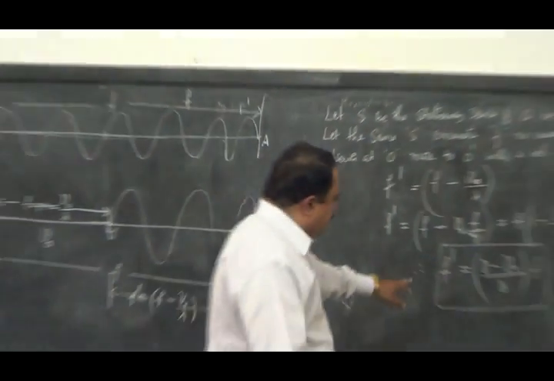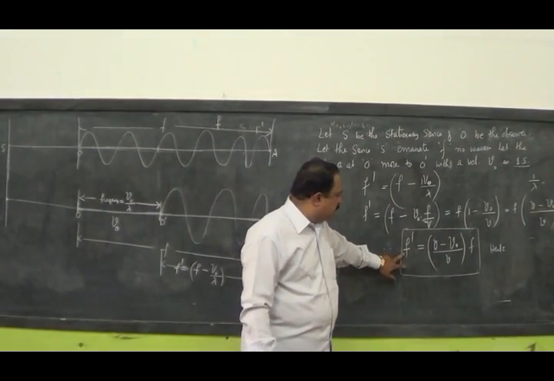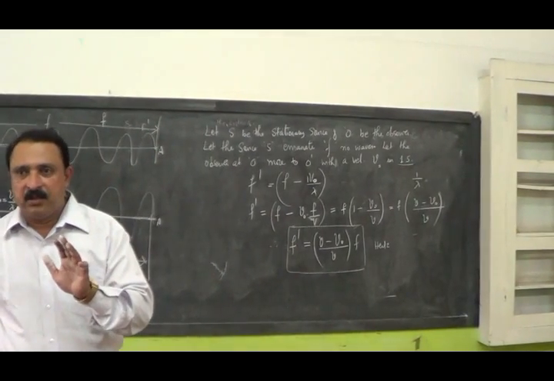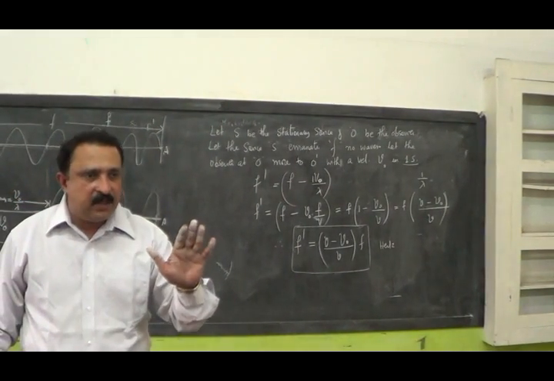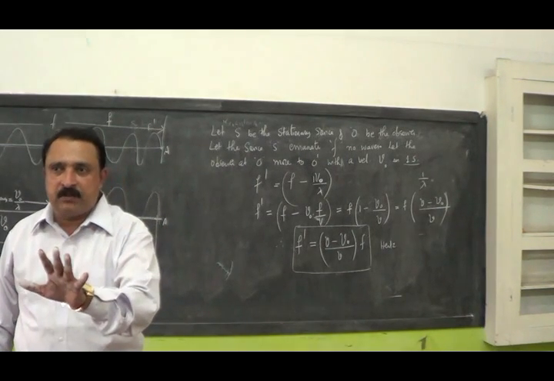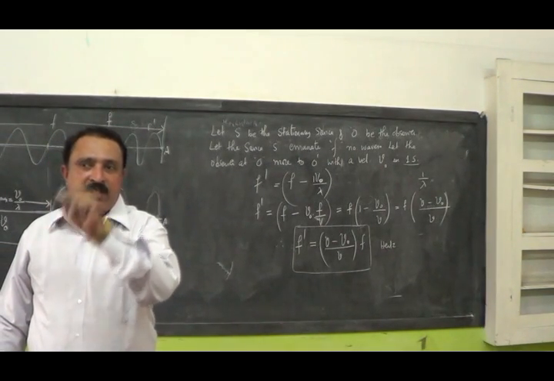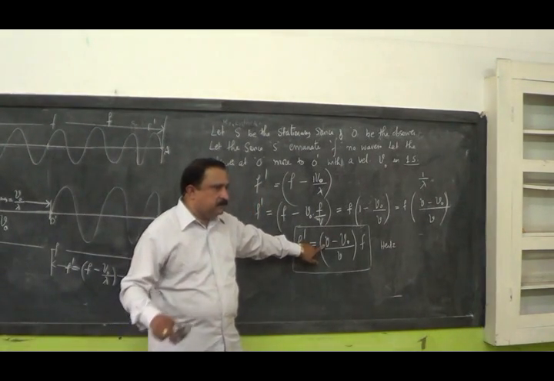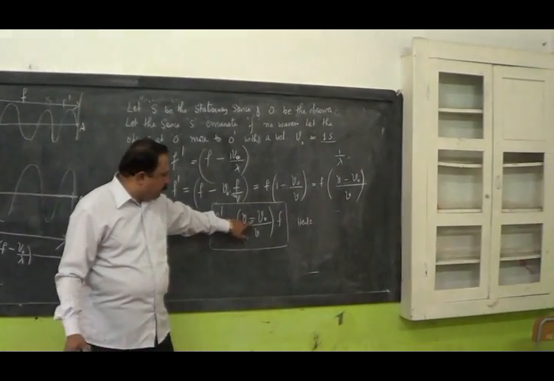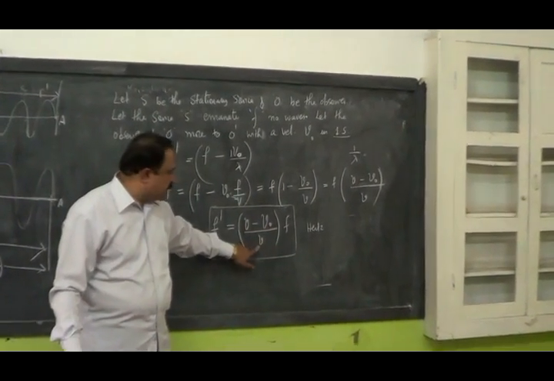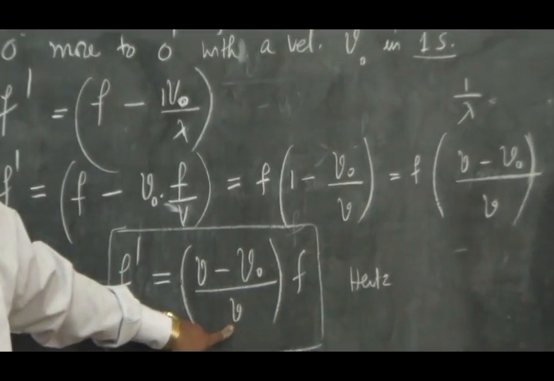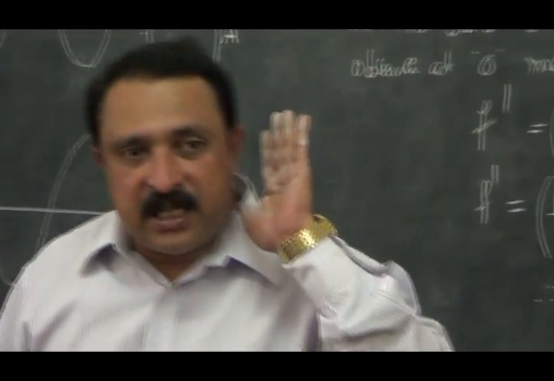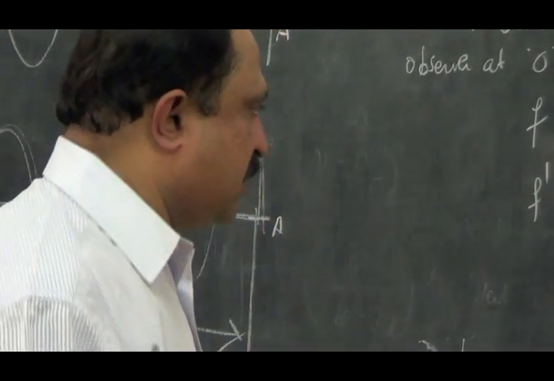Remember, the apparent frequency that the observer hears when he moves away from a stationary source, producing an actual frequency of F waves, is (velocity of sound in A minus velocity of the observer) divided by velocity of sound in A, into the actual frequency emanated. This is the apparent frequency that he gets.